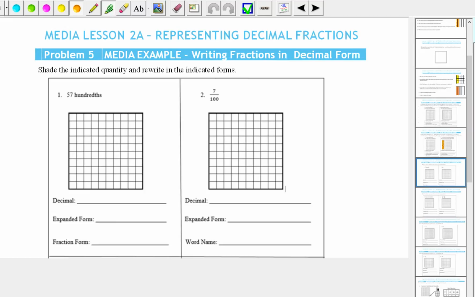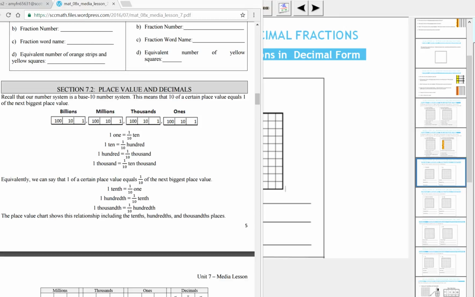Okay, then let me go back to the media lesson packet. In section 7.2, we start to discuss place value in decimals. The idea, in the number sense unit 1 in the 081 workbook, was that if you move one place value to the right, it's 10 times as large as the place value before it. Now we're going to decimals, and we talk about this in the reverse direction, now that we have language for 1/10 times as large or 1/10 as large.